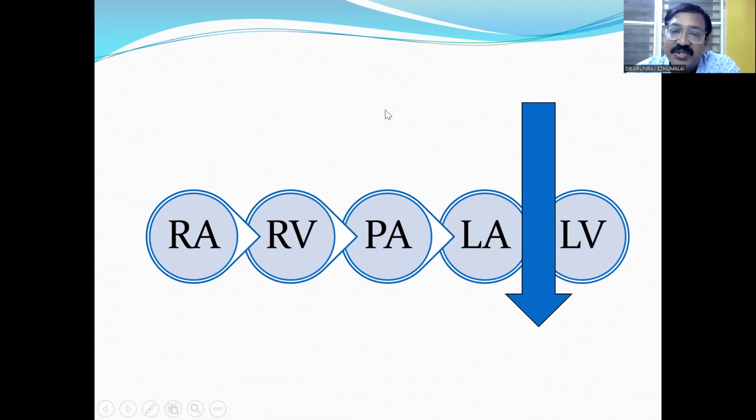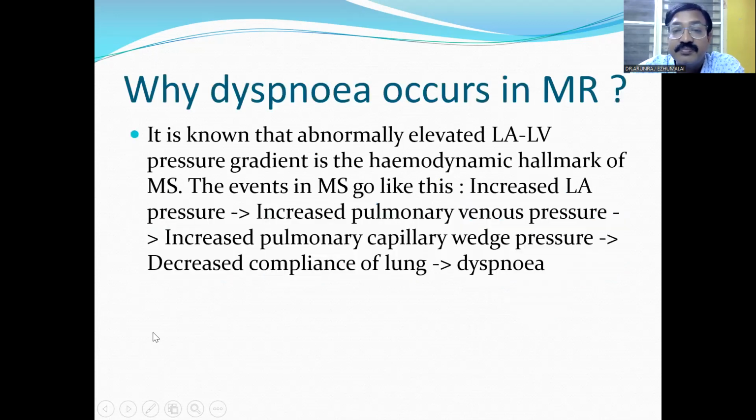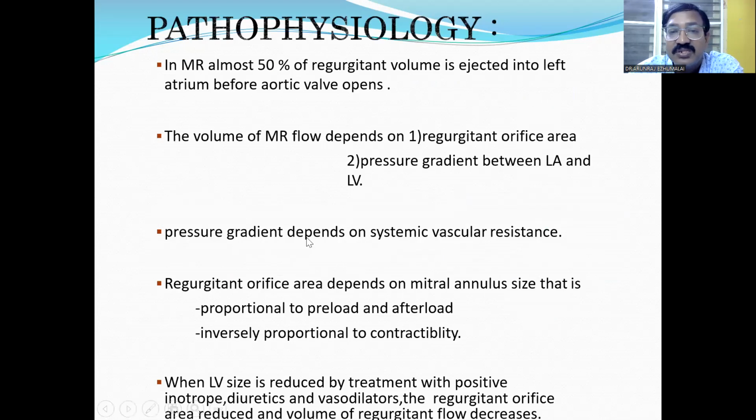Then this blood pressure is again transmitted to the pulmonary artery. From the pulmonary artery, it is again transmitted to the right ventricle. So RV hypertrophy occurs, then the right atrium, then right heart failure, elevated JVP, pedal edema, congestive hepatomegaly. So almost, this is the pathophysiology.